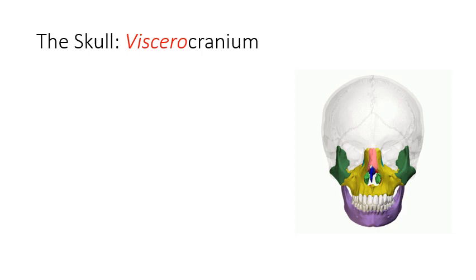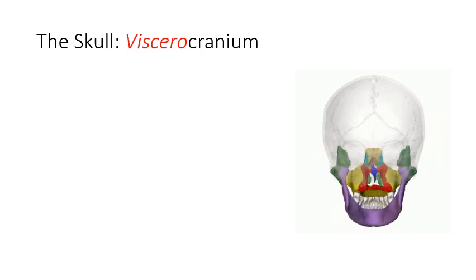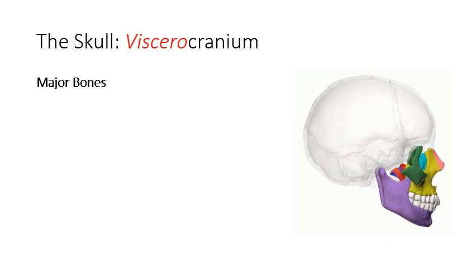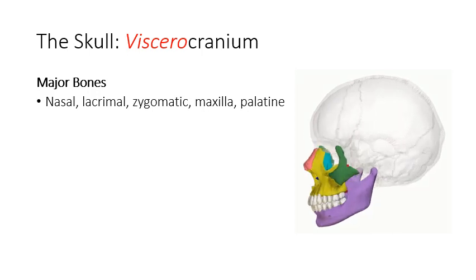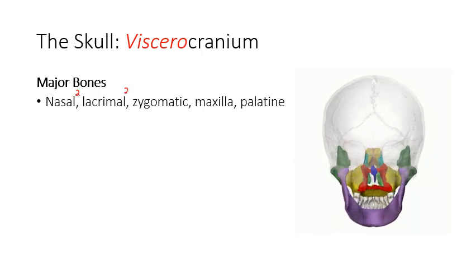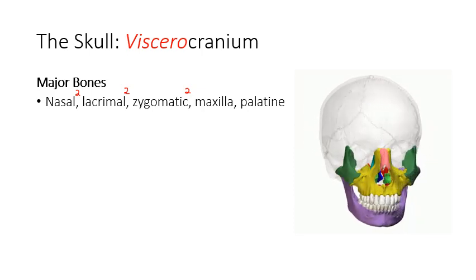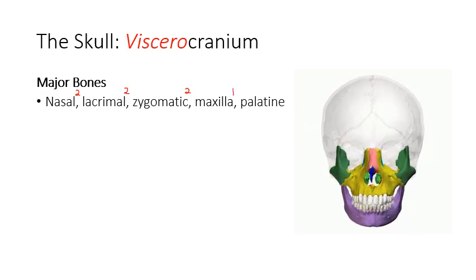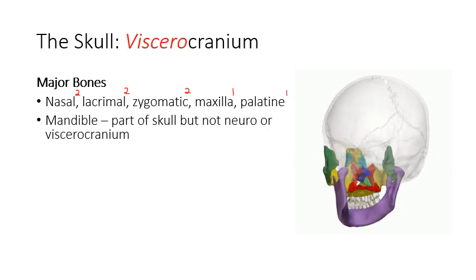The visceral cranium, the section that we see highlighted here, colored in, refers to all of those other components that we do not find in the neural cranium. So the major bones that we're interested in the visceral cranium include the nasal bones, and I'll annotate that as well. So we have two nasal bones, two lacrimal bones, two zygomatic bones. At birth, two maxilla, which eventually fuse, giving us one maxilla, and our palatine bone, they fuse as well, eventually leading to one palatine bone.